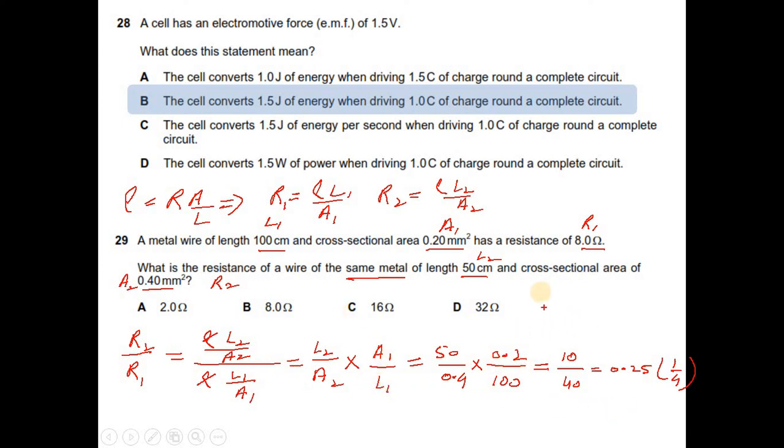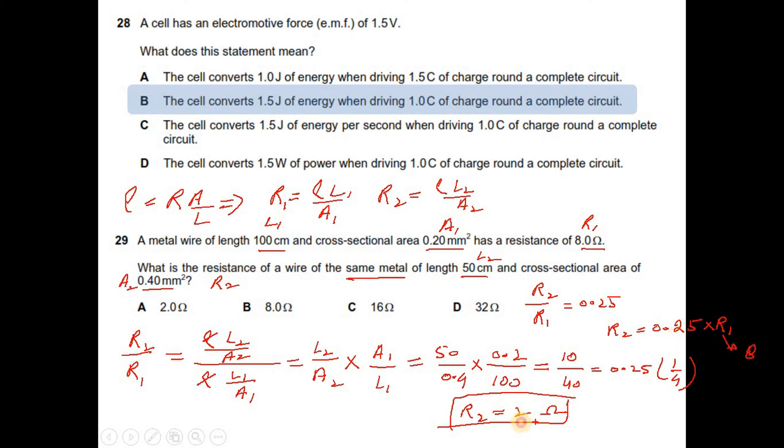So you have a ratio R2 divided by R1 is equal to 0.25, and send R1 to the other side. So R2 would be equal to 0.25 times R1. So R2 is 2 ohm because R1 is 8. So 8 multiplied by 0.25 will give you 2. So the answer is 2 ohm. So your option is A.